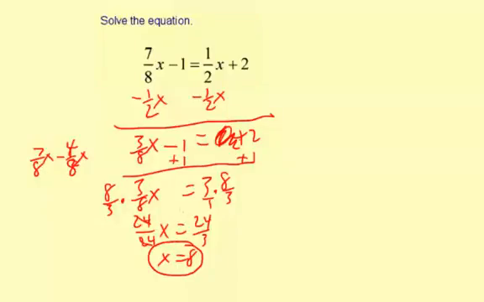So that's the solving technique you use when you keep the fractions in the equation. And there's another way. You can get rid of the fractions, and you multiply every single term, that's 1, 2, 3, 4 of them, by the lowest common denominator, which is 8 in this case. Now watch what happens. 8 times 7/8 x minus 8 times 1 equals 8 times 1/2 x plus 8 times 2.